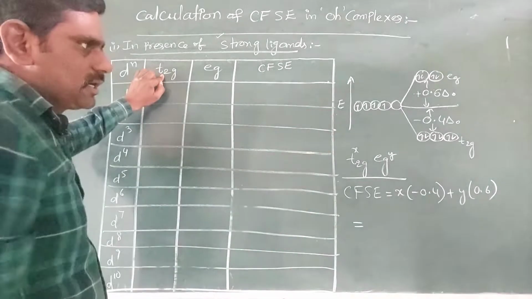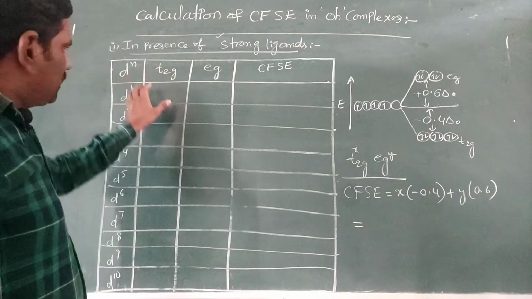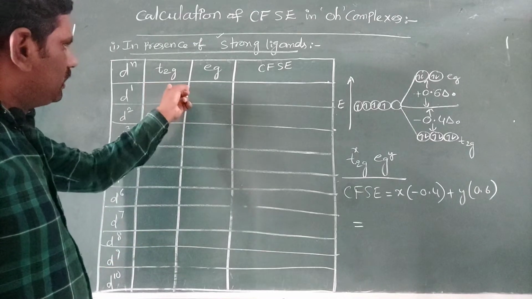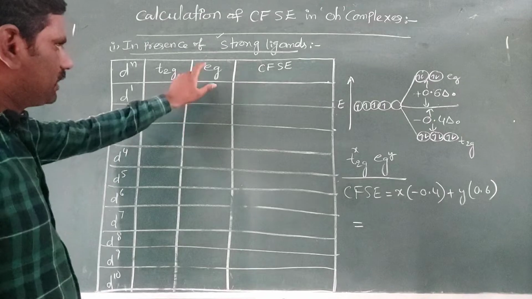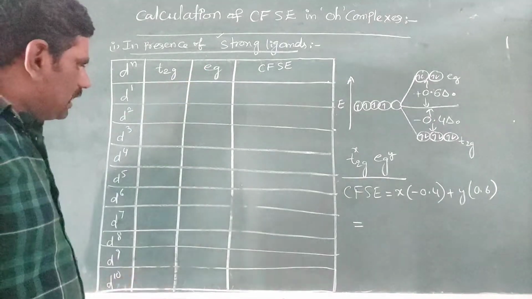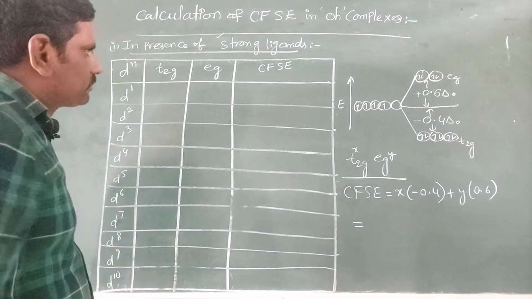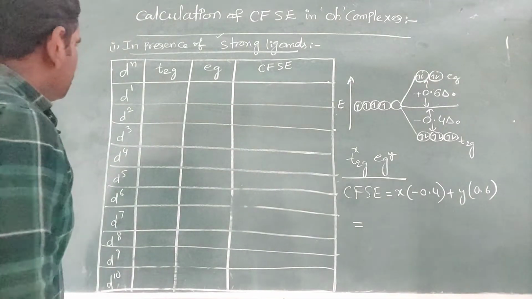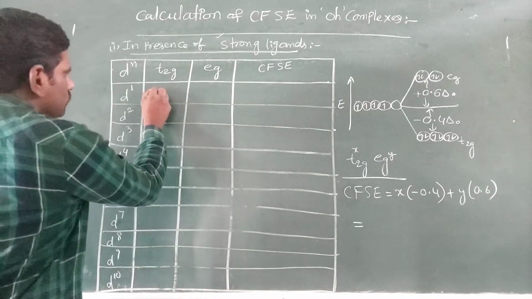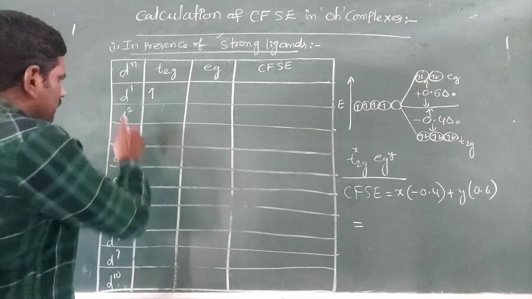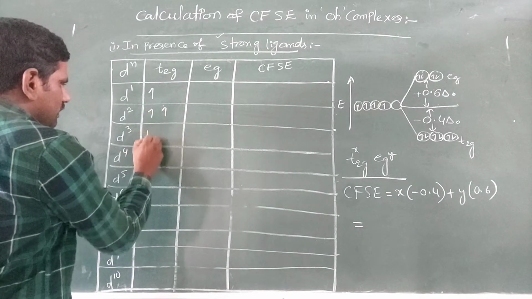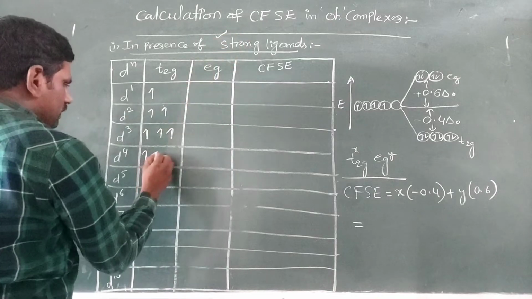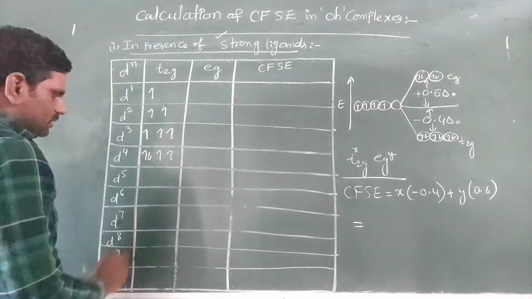T2g is the lower energy set in an octahedral complex. First, electrons fill in T2g. After filling of T2g, electrons go to Eg, the higher energy set. So now I am going to arrange the electrons, how they are filling, and the calculation of CFSE. How can we calculate now? See, in the D1 system, students, the electron goes to the t2g orbital. In D2, like this. D3, D4. In the presence of a strong ligand, electrons fill like this.